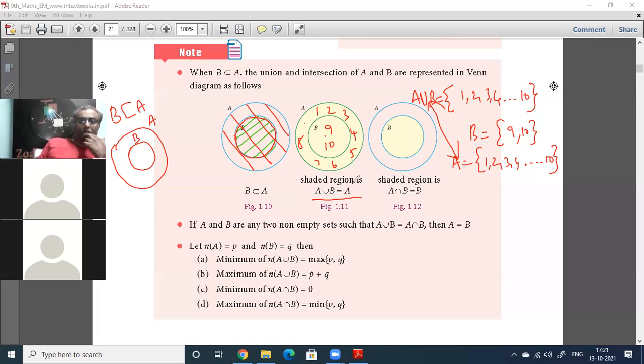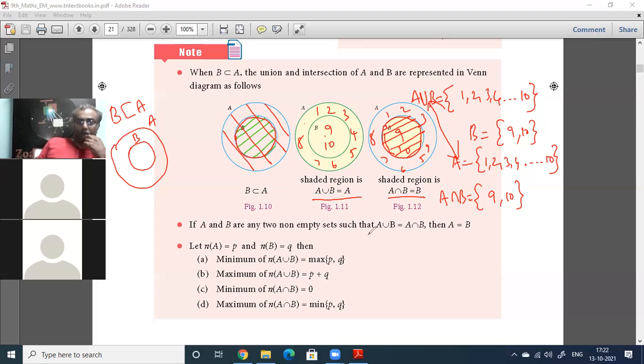Now A intersection B will be B. This area only is A intersection B. So A intersection B for the same numbers will be 9, 10. All the others, 1 to 8, will be outside. Only 9 and 10 are inside. So A intersection B will be only that which is common. What is common? Only this region is common to both. So A union B will be A, and A intersection B will be B.